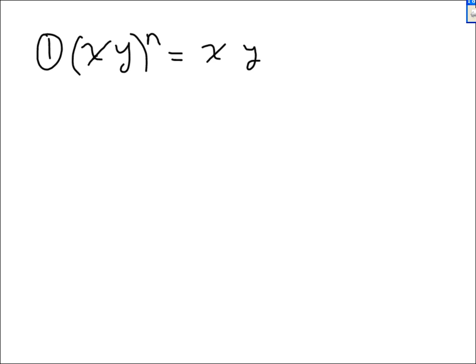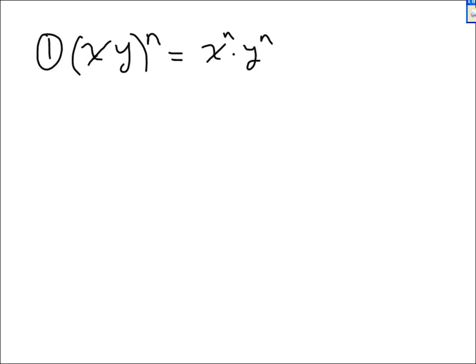Section number 45 is entitled General Rules of Exponents. Many of these we already know. The first rule is if you have a product and you raise that product to the nth power, you can take the individual factors, the things that are being multiplied, x and y, and raise them to the nth power.